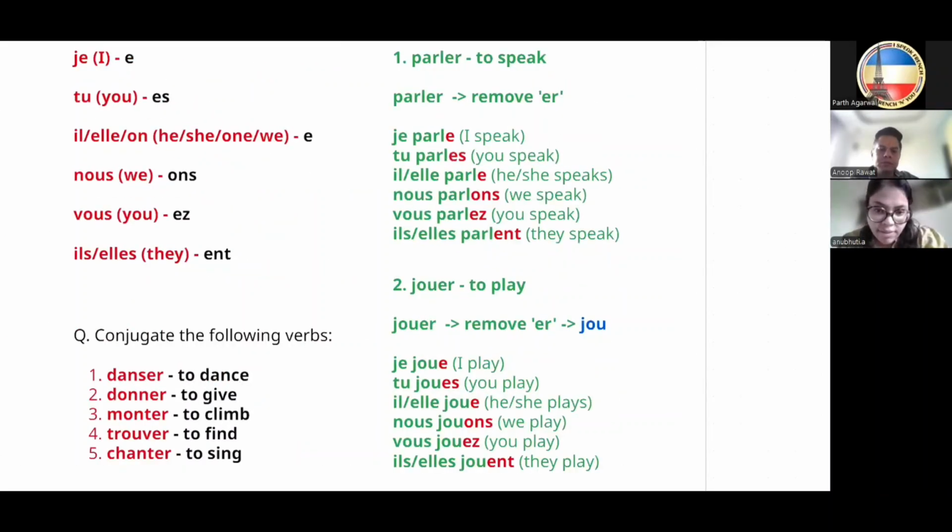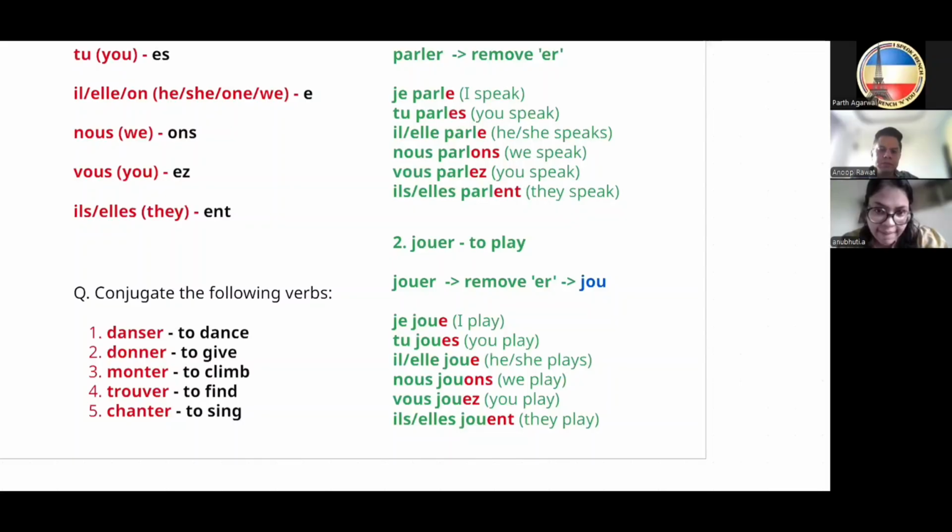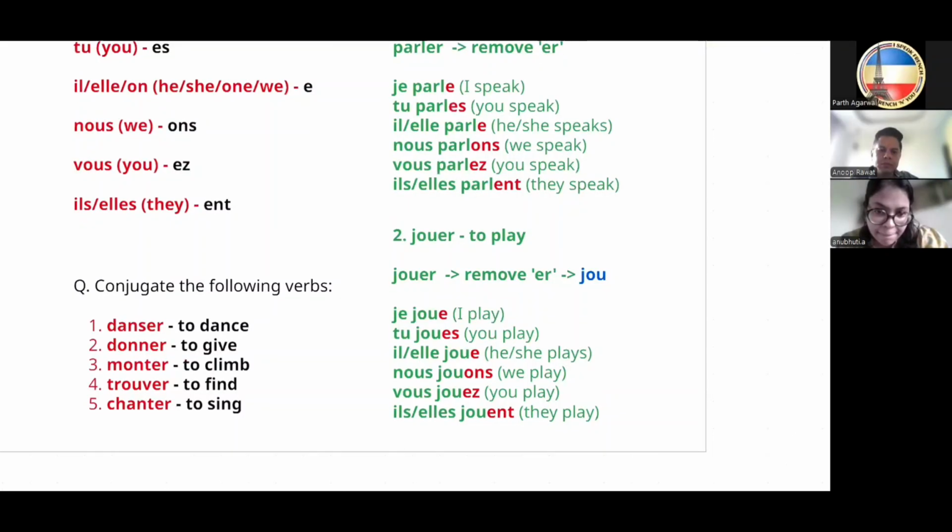Now, Anup, whenever we have to conjugate a verb in French, a regular verb specifically, here we can see the second verb, jouer. It is an ER ending verb, Anup. Do you agree with me? It means to play, right? And what we do is we remove the ending. As we already know, ER is the ending, right? So we will simply remove the ER, and we will be left with jou.